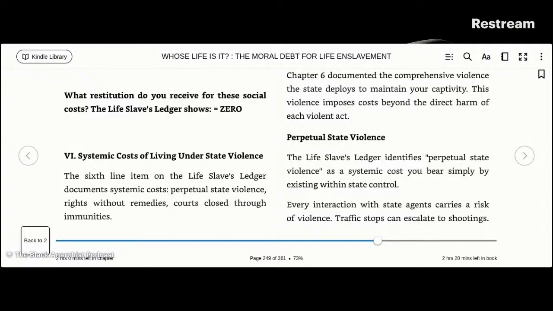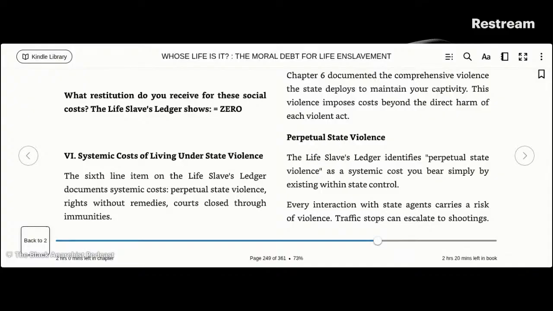Systematic costs of living under state violence. The sixth line item on the Life Slave Ledger documents systemic costs: perpetual state violence, rights without remedies, courts closed through immunities. Chapter 6 documented the comprehensive cost the state deploys to maintain your captivity. This violence imposes costs beyond the direct harm of each violent act. Perpetual state violence. The Life Slave Ledger identifies perpetual state violence as a systemic cost you bear simply by existing within state control.